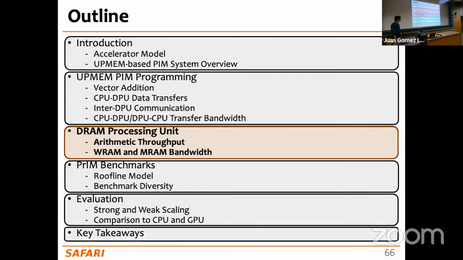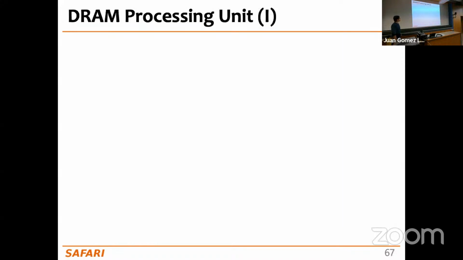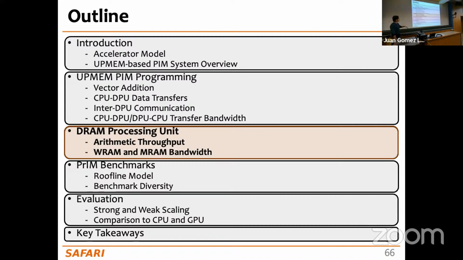Anyway, no rush. I prefer you to understand things as well as possible, and later you can continue learning and expanding by yourselves. So let's start focusing on the DRAM processing unit, and we are going to measure how powerful it is in terms of arithmetic throughput, or arithmetic operations, and access to the two memory spaces that the DRAM processing unit can access, which are the WRAM and the MRAM, okay?